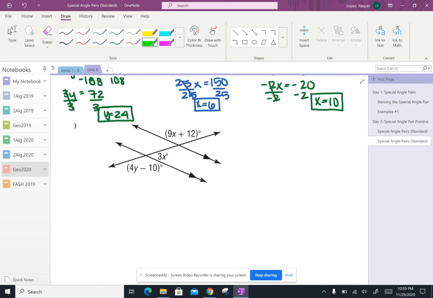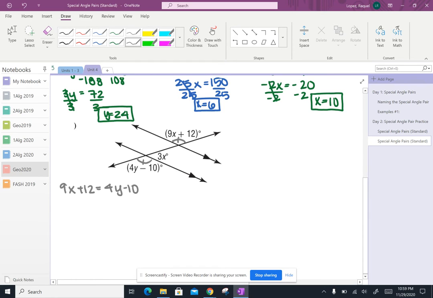So this one, our pair of parallel lines just looks a little differently, but it's actually our easiest picture because it's literally just a pair of parallel lines and a transversal. So when I look at the 9x plus 12, I can see that it's going to be congruent to the 4y minus 10 because they are alternate exterior angles. So I'm going to do 9x plus 12 equals 4y minus 10, and that's one equation.